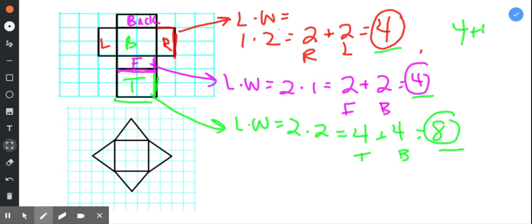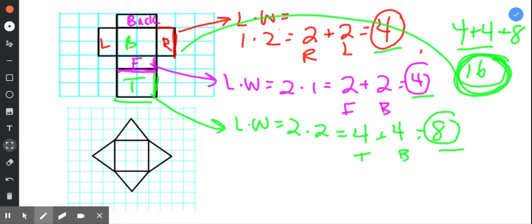4 plus 4 plus 8. Okay, 4 plus 4 is 8, sorry. And then 8 plus 8 is 16. 4 plus 4 is 8, 8 plus 8 is 16. So my surface area for this net here would be 16.